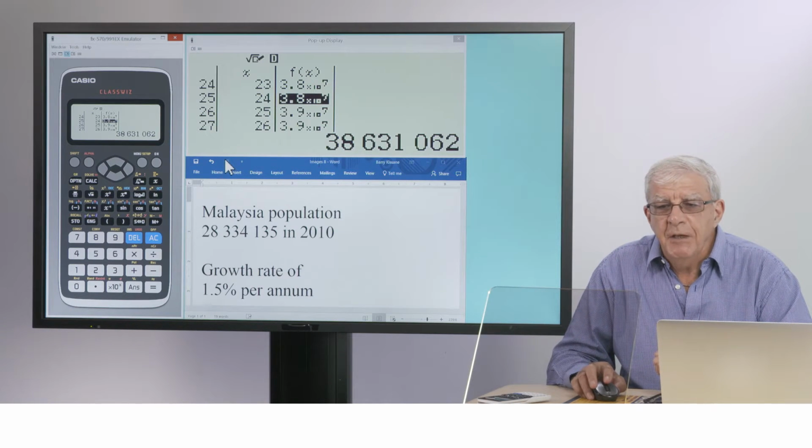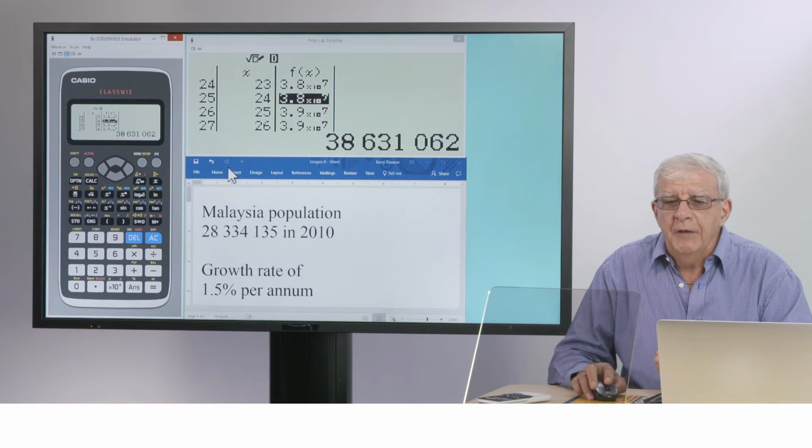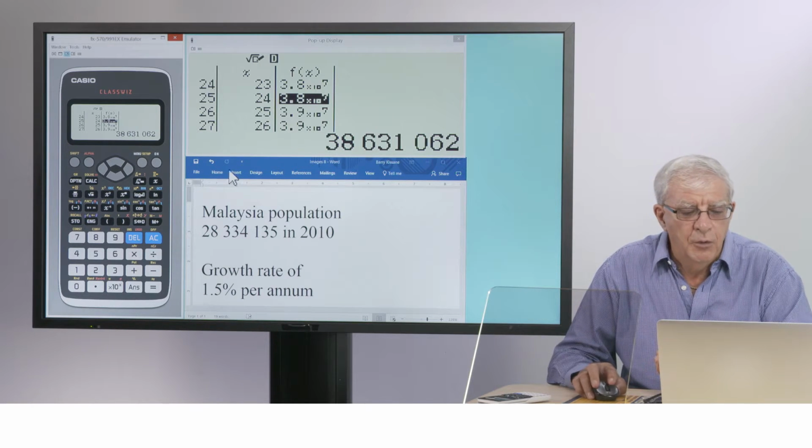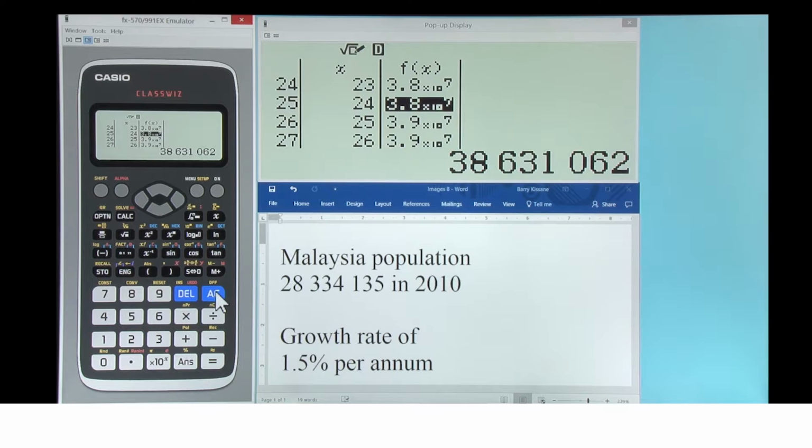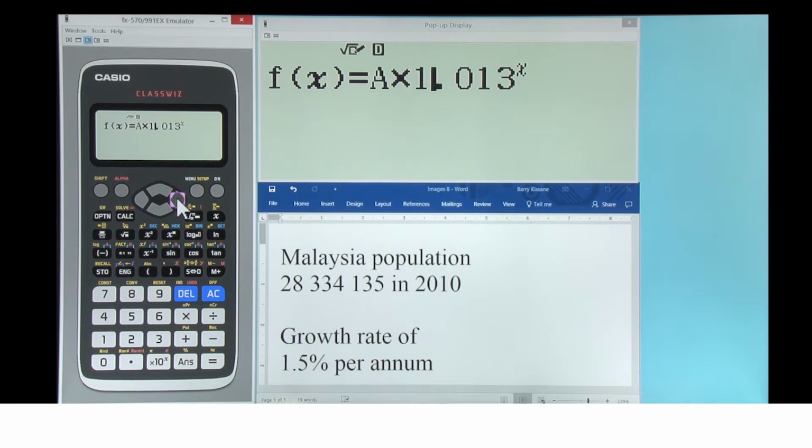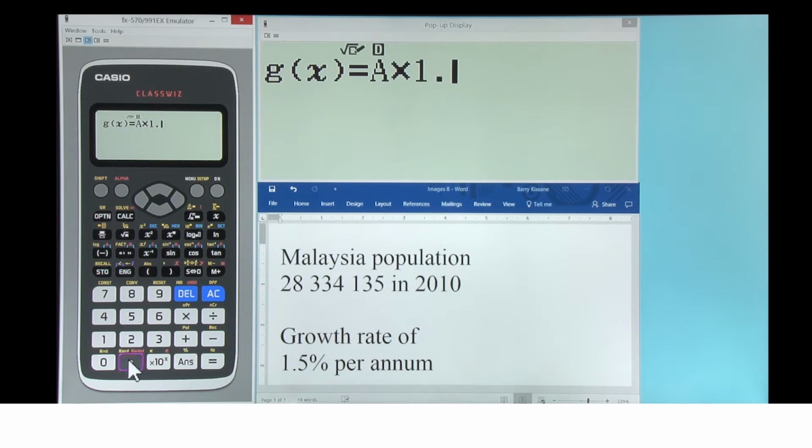Similarly, models can be compared with each other. For example, let's compare the original model with a model that has an annual growth rate of only 1.1%. First, we'll restore the original model. So change this 3 back to a 5. And we'll use the second table function, g of x, to model the population growth with 1.1% per annum. So it's a very similar looking model, 1.011 to the power x.